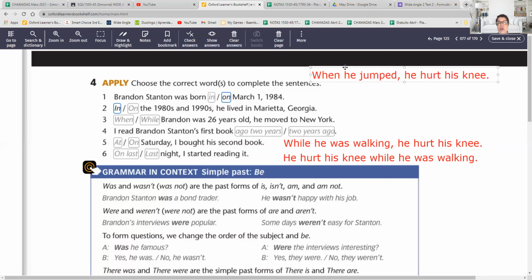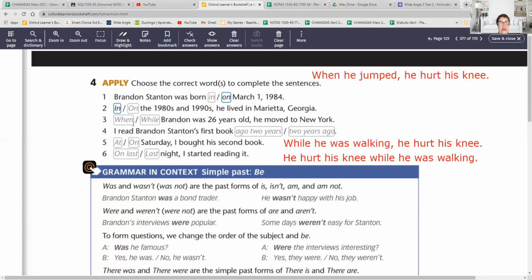So when he jumped, he hurt his knee. So here it's more for simple past tenses, or even in the present, I use when, okay? No problem about it. So when and while, they are not connected to the time something happens, but they are connected to the duration of the action, okay? All right, do you understand now?